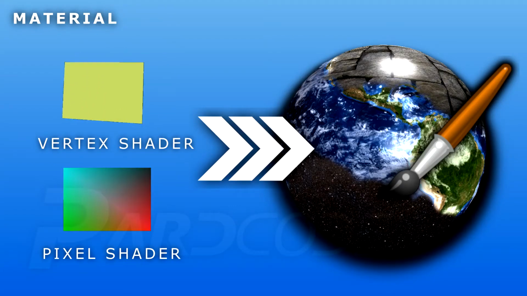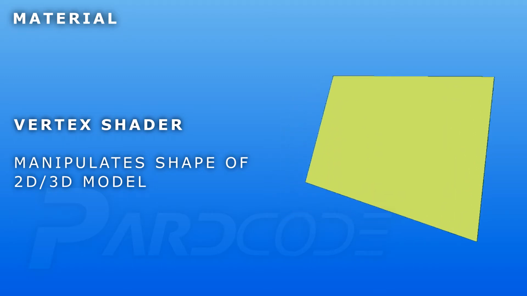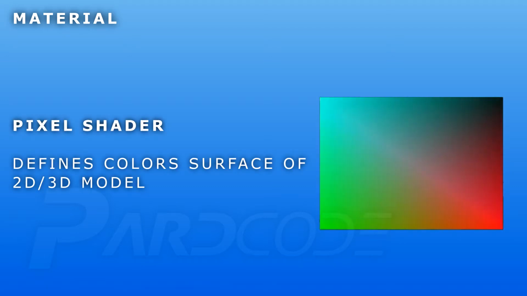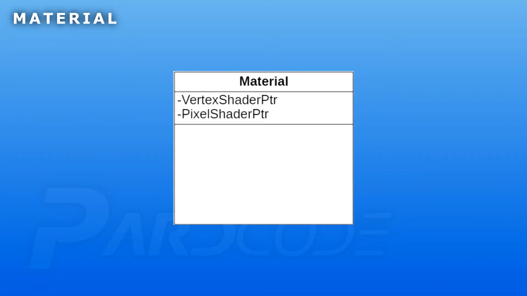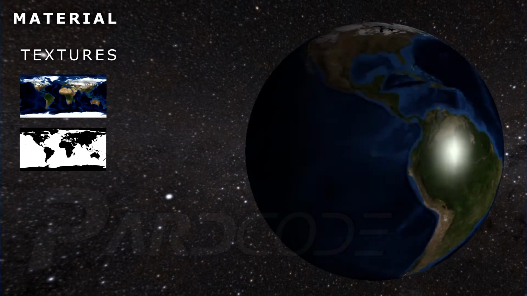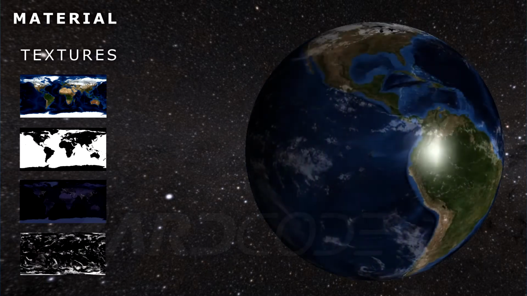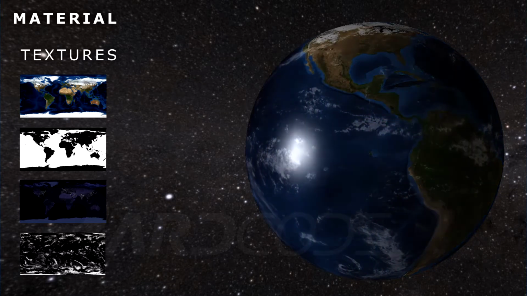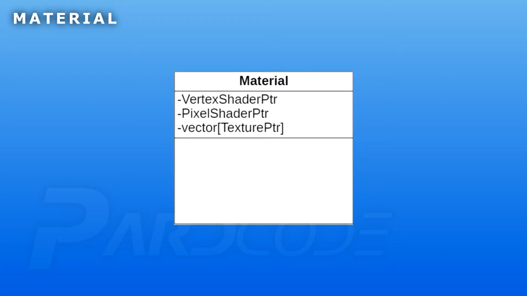As we have already seen in the previous tutorials, the vertex shader allows us to define the way in which the shape of a 3D model must be manipulated. The pixel shader instead defines the way in which the surface of a model must be colored. A material is also composed of other elements. One of these is the textures that allow us, together with the pixel shader, to define the way in which the surface of a model is colored. We can easily manage these textures through the usage of a simple vector.